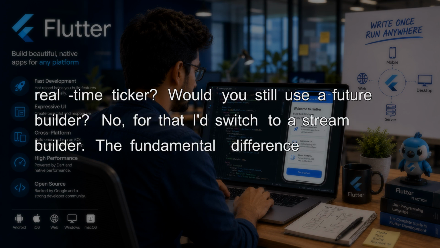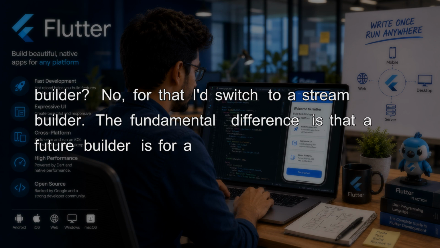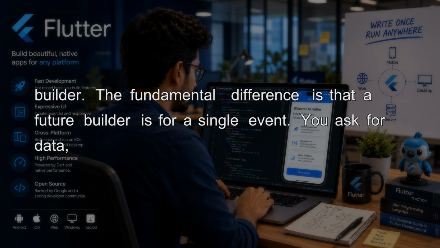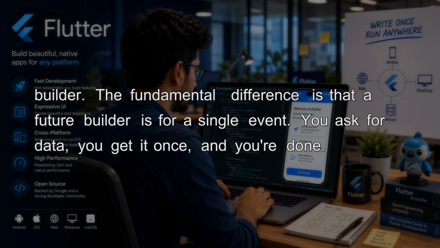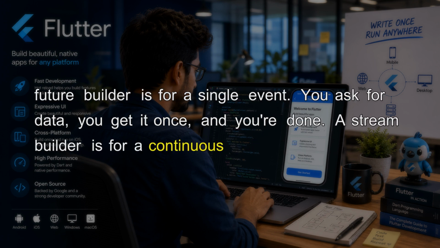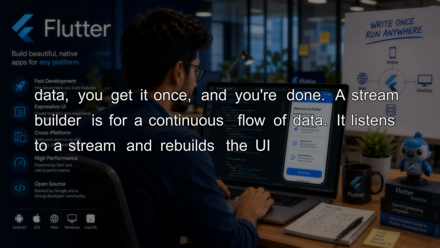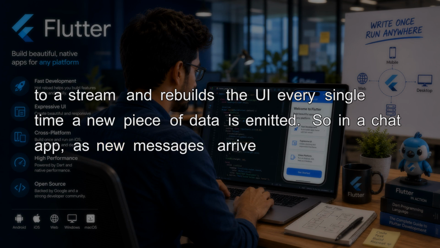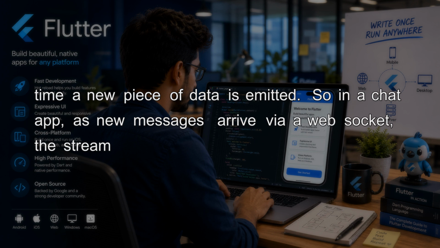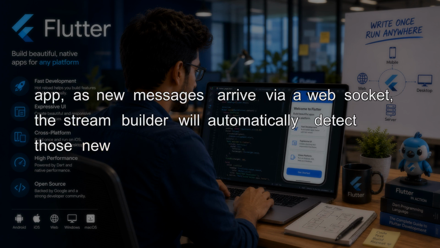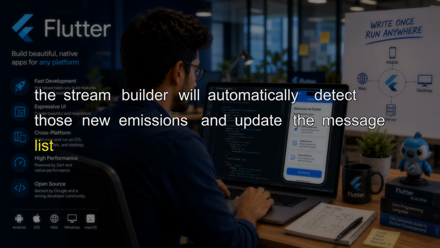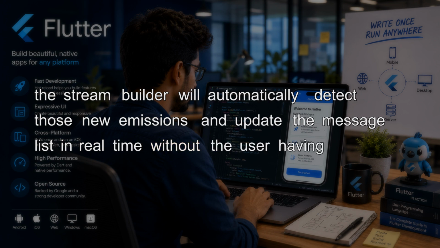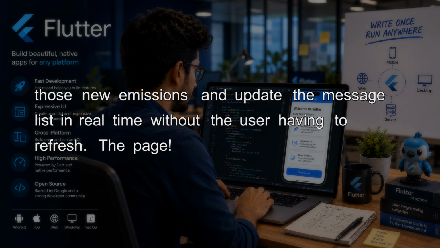The fundamental difference is that a FutureBuilder is for a single event. You ask for data, you get it once, and you're done. A StreamBuilder is for a continuous flow of data. It listens to a stream and rebuilds the UI every single time a new piece of data is emitted. So in a chat app, as new messages arrive via a WebSocket, the StreamBuilder will automatically detect those new emissions and update the message list in real time without the user having to refresh the page.